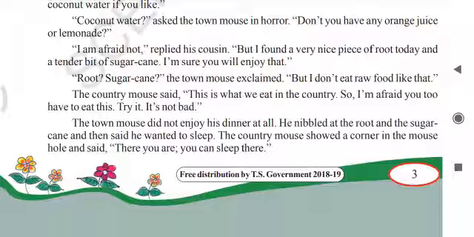And when he went to sleep, what did the country mouse show? The country mouse showed a hole in the corner and said, "There you are, you can sleep there." Okay, now we can understand the situation of the town mouse. He will be in a lot of horrible situations.